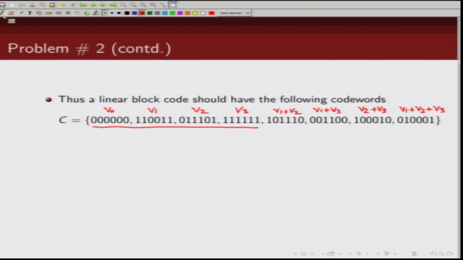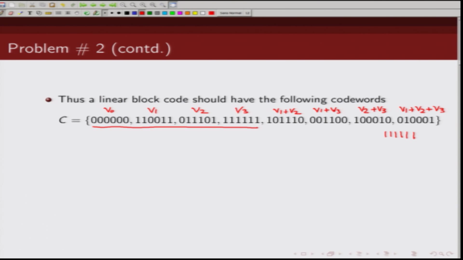So, let us look at these 2 code words. This is V1 plus V2 and this is V1 plus V2 plus V3. If we add these 2, what we will get is V3. We can double check. If we add these 2, the first bit will be 1, then 0 plus 1 will be 1, then 1 plus 0 will be 1, then 1 plus 0 will be 1, then 1 plus 0 will be 1 and 0 plus 1 will be 1, and this is already there in this set of code words. This is V3.